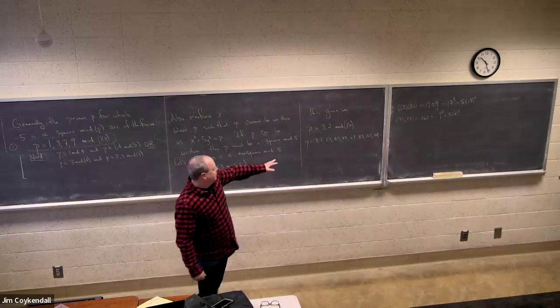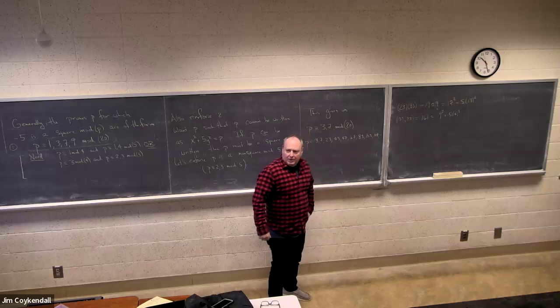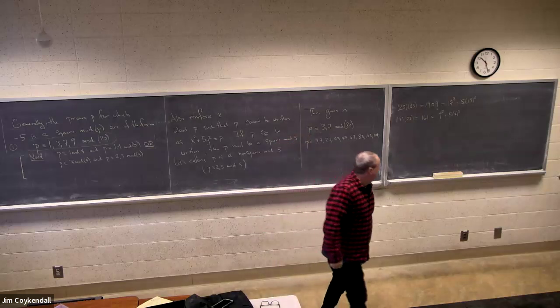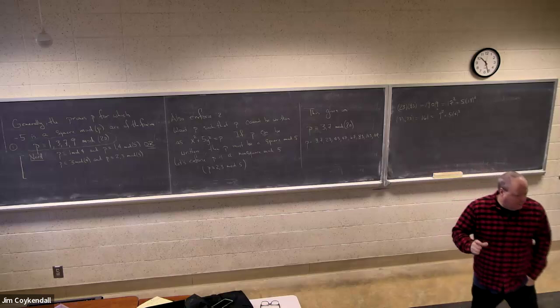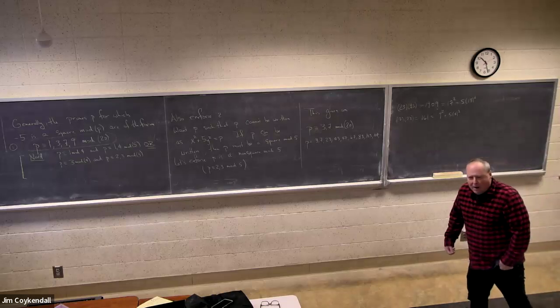If you take any pair of these primes, none of these can be written as a square plus 5 times a square. Yet, if you take the product of any two of them, in fact, if you take the product of any even number of them, then you'll be able to write it that way. So you might know why.